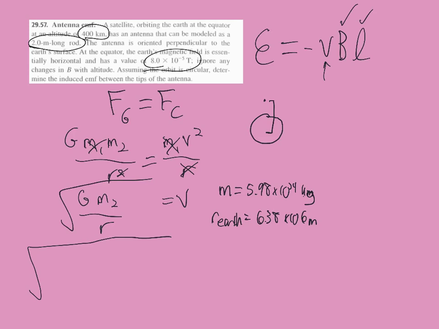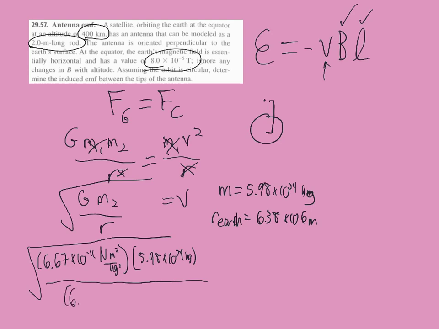So this is going to be the constant, 6.67 times 10 to the negative 11 newton meter squared over kilograms squared, times the mass of the Earth, 5.98 times 10 to the 24th kilograms, all divided by the radius, which is 6.38 times 10 to the 6th plus 400 kilometers, so 400,000 meters.